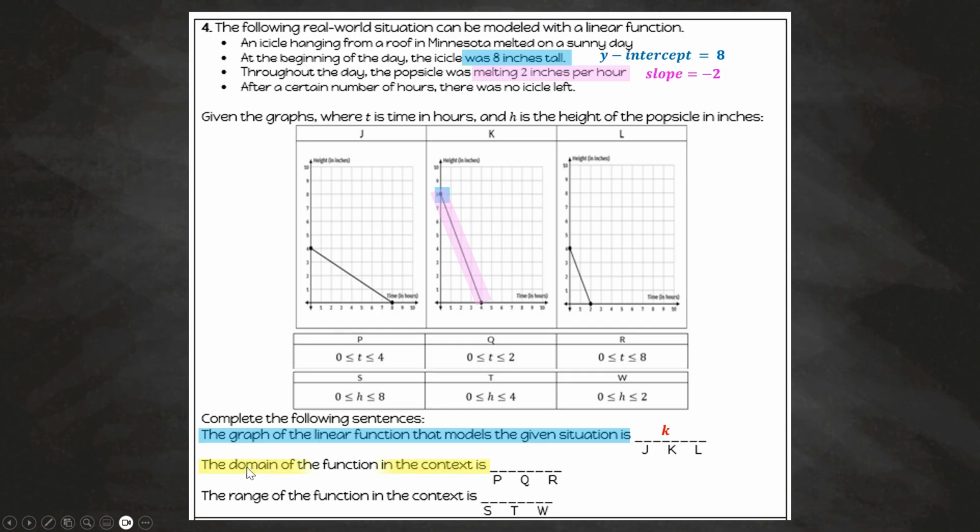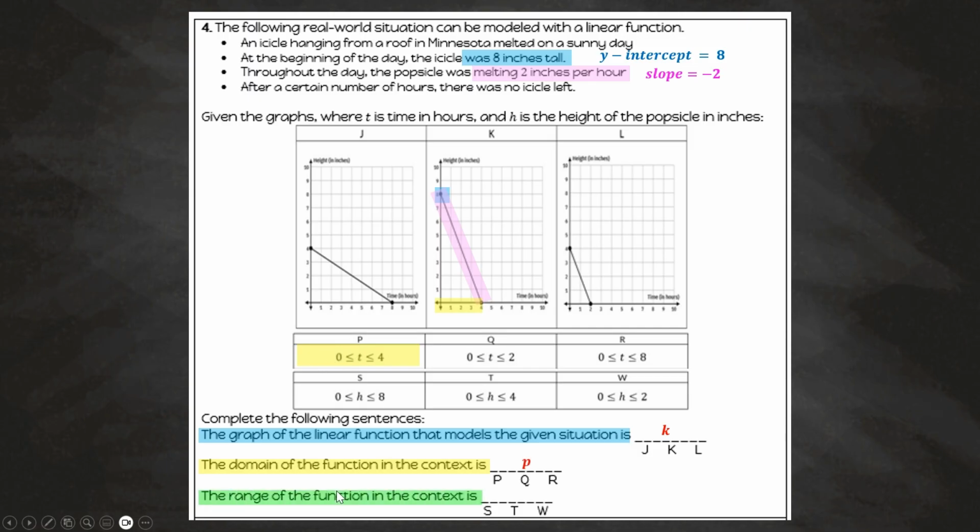The domain of the function in the context. Now, domain talks about our x values, so we're looking at the x values from when it started to when it ended. Because we already know we're talking about graph K, we are looking for when our x values, or t, time, is between 0 and 4. The only one that is between 0 and 4 for t is the letter P.